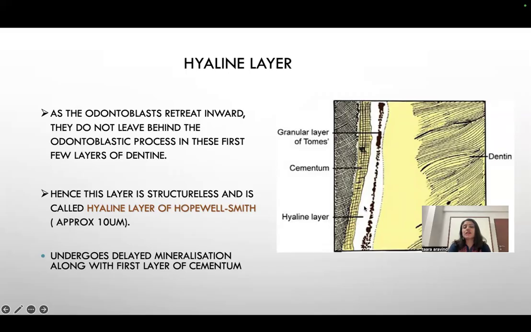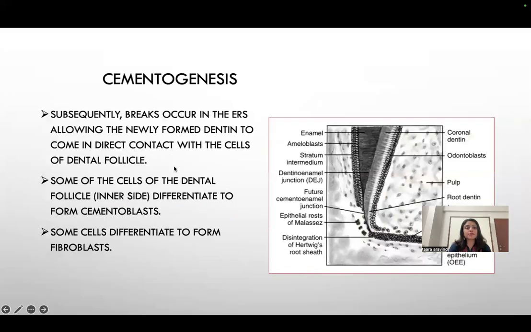So, this layer is structureless and it looks like glass. It has a glassy appearance. This layer is known as the hyaline layer of Hopewell-Smith. So the first few layers of radicular dentin are structureless. The reason is, as the odontoblasts retreat inward, they do not leave behind the odontoblastic process. And that is approximately 10 micrometers in thickness.